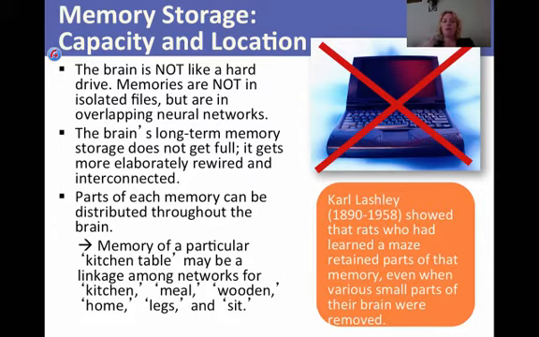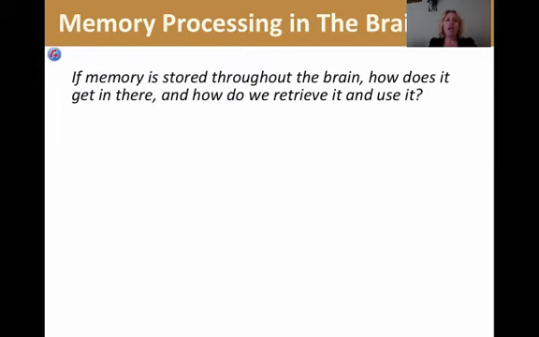For short-term memory, we know that the hippocampus processes it, but once the hippocampus takes it and processes it, it spits it out into everywhere else in your brain. Now, if memory is stored throughout the brain, how does it get in there and how do we retrieve it and use it?